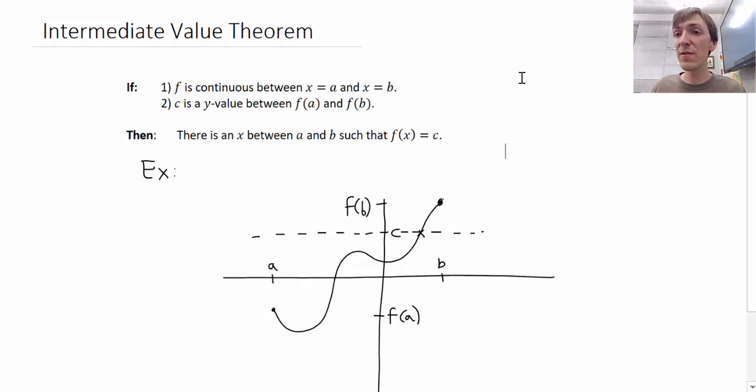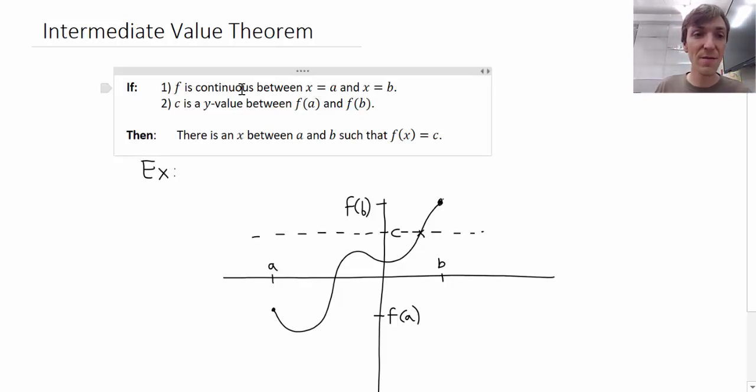Same kind of thing here, but each of these is going to start with a continuous function. So the first one is, if f is continuous between two x values, a and b, and if c is some y value that happens to be between f of a and f of b, then there is an x value between a and b such that f of x equals c.